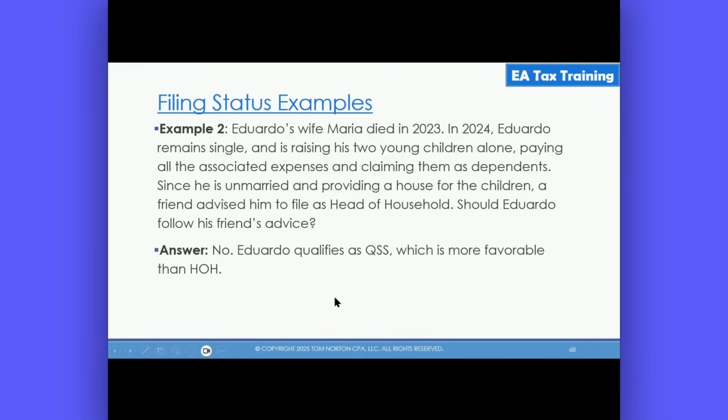Eduardo should not listen to his friend. Eduardo needs to find a good enrolled agent to do his tax return and point out to him that he can qualify as a qualifying surviving spouse, which is a more favorable tax status than head of household.